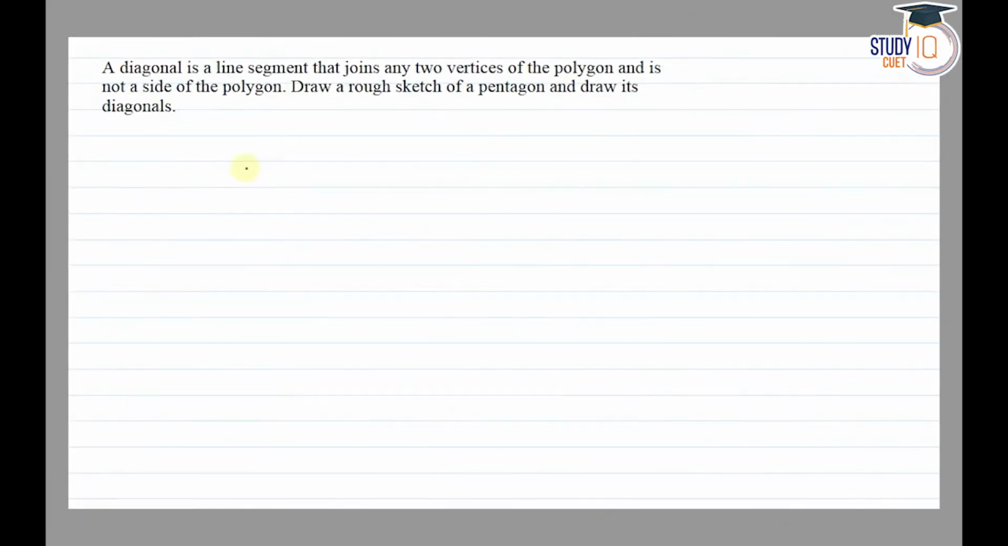Hello everyone, this question appears in Class 6 NCERT chapter of Understanding Elementary Shapes. This is the fifth question of exercise 5.8. The question says that a diagonal is a line segment that joins any two vertices of the polygon and is not a side of the polygon. Draw a rough sketch of a pentagon and draw its diagonals.